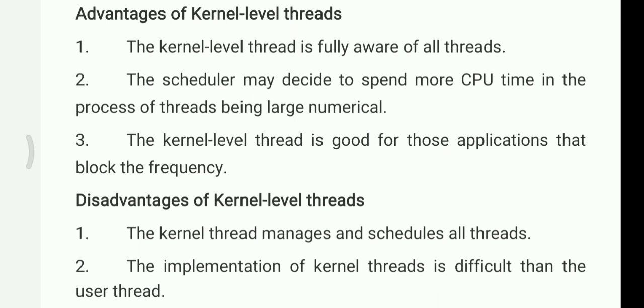The kernel level thread is fully aware of all threads. The scheduler may decide to spend more CPU time in the processes with large numbers of threads. The kernel level thread is good for applications that block frequently. Disadvantages: the kernel thread manages and schedules all threads. The implementation of kernel level thread is more difficult than the user thread. This is the overall disadvantages of kernel level threads.